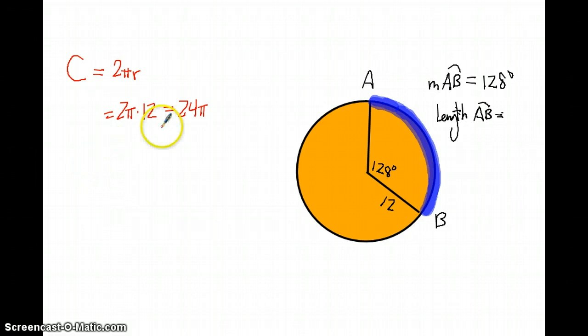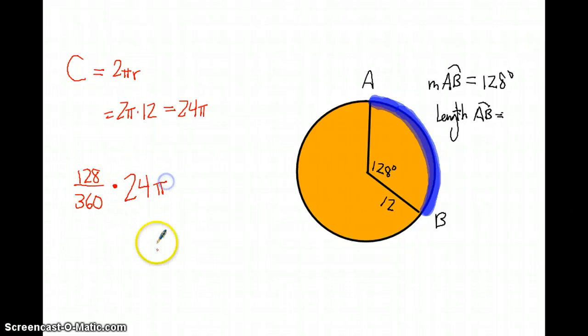But remember, I am not talking about the entire circumference. I'm only talking about this much. How much of the circle is this much? Well, it's the same magic fraction as last problem. It's 128 over 360ths of the thing. I don't need to simplify that. I can just say I want 128 over 360ths. I want that fraction. I want that much of 24 pi, and that's my final answer.